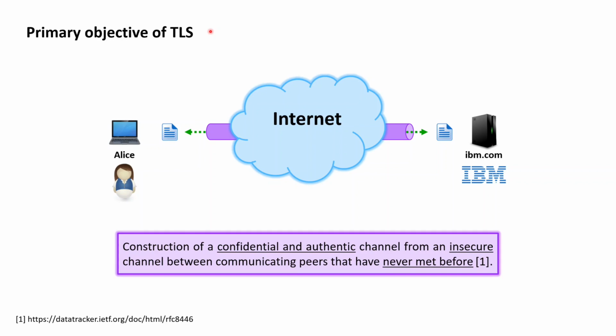Without any protective measures, the data exchanged between Alice and the web server through the internet can easily be eavesdropped on or tampered with. What makes TLS as a protocol truly fascinating is that TLS allows to construct such a secure channel between communicating peers, even if the communicating peers involved have never met before.